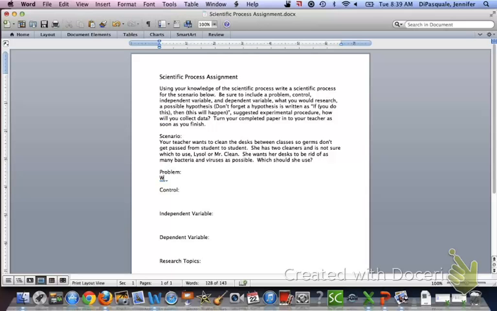This is your scientific process assignment. You are supposed to use the knowledge that you just gained of the scientific process to write a scientific process for the scenario below. You're going to be sure that you include a problem, a control, and in that an independent variable, dependent variable, what you would research, a possible hypothesis, and don't forget that you're writing your hypothesis in an if-then statement. You're going to do a suggested experimental procedure and how you would collect the data.